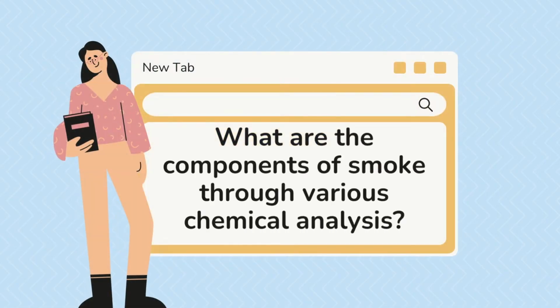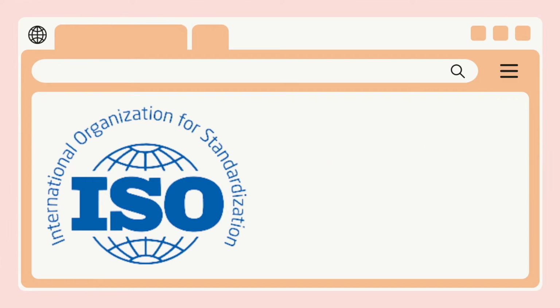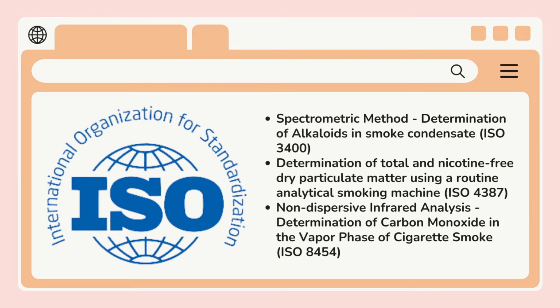What are the chemical analyses that can be done to identify the components of smoke? According to the International Organization for Standardization, or ISO, these are the developed standards for testing cigarette smoke. First is the spectrometric method, or the determination of alkaloids in smoke condensate. Second is the determination of total and nicotine-free dry particulate matter using routine analytical smoking machine. And lastly, non-dispersive infrared analysis, or the determination of carbon monoxide in the vapor phase of cigarette smoke.